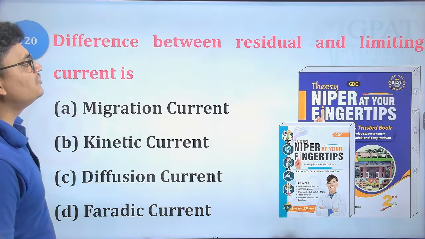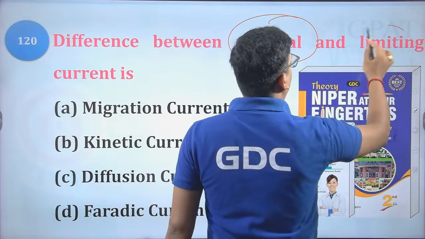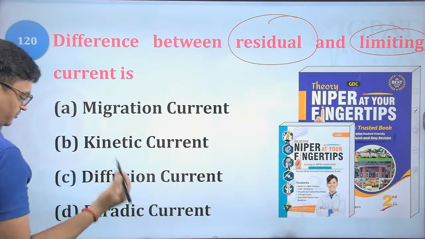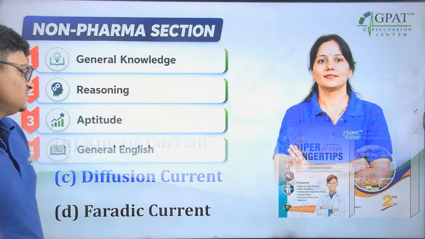Difference between residual and limiting current. The difference of the residual current IR and the limiting current is known as what? Diffusion current, ID. So option C will be the right one. ID, diffusion current.